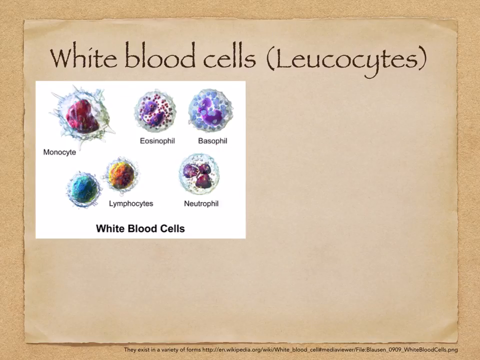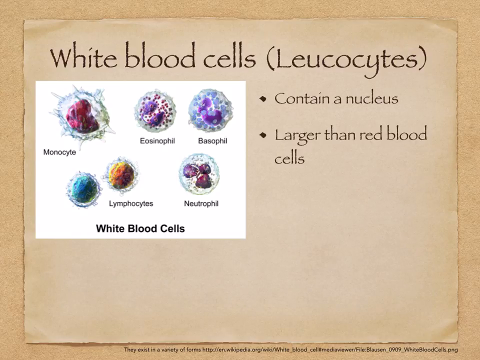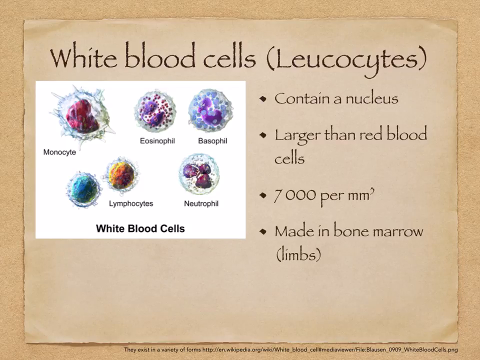Okay, white blood cells. So these are also called leukocytes, and the spelling of leukocytes, sometimes with a K, sometimes with a C. As you can see here, they all contain a nucleus, and they're either spherical or irregular in shape. They are larger than red blood cells, and there are about 7,000 white blood cells per cubic millimeter of blood. They're made in the bone marrow of limbs, and they're involved in the immune system.